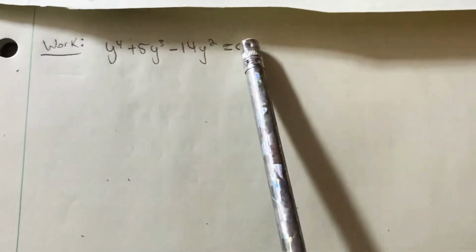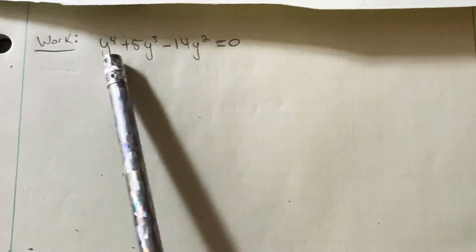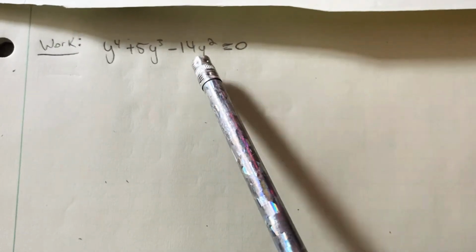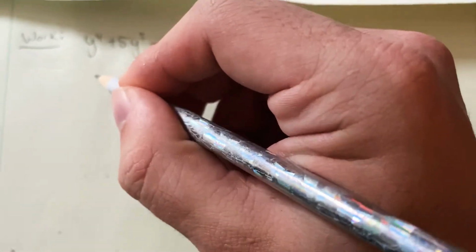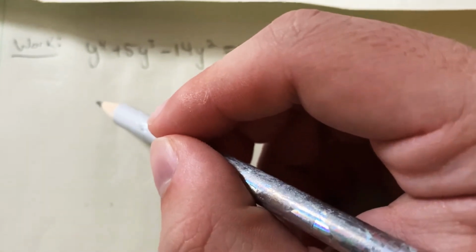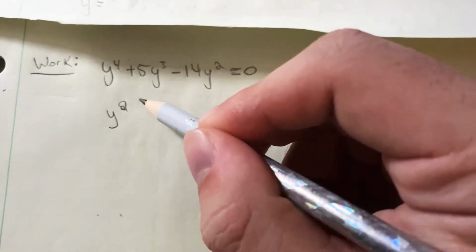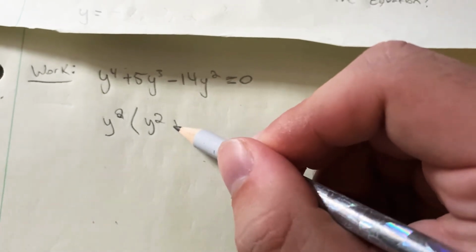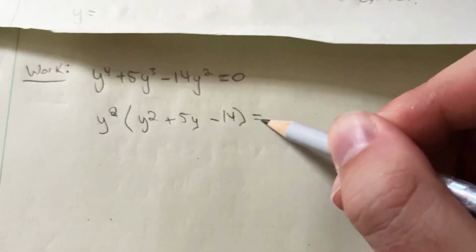So back down to here, we have this. We want to solve for y. The easiest way to do this is to factor and solve it that way. The first thing we have to do is factor out y squared. When we factor out y squared, we get y squared, in parentheses, y squared plus 5y minus 14 equals 0.